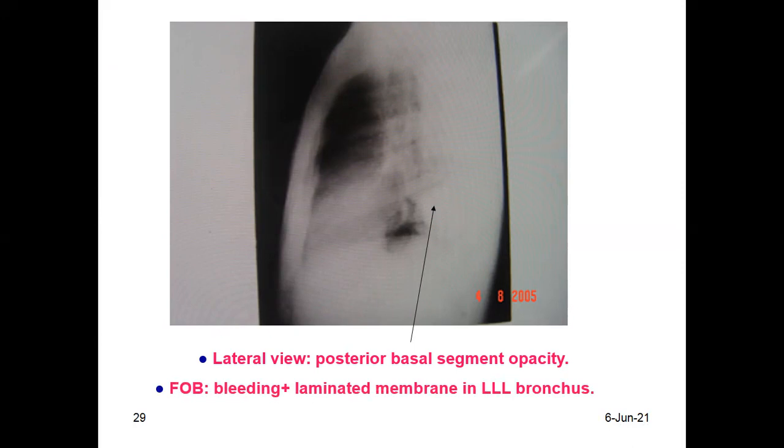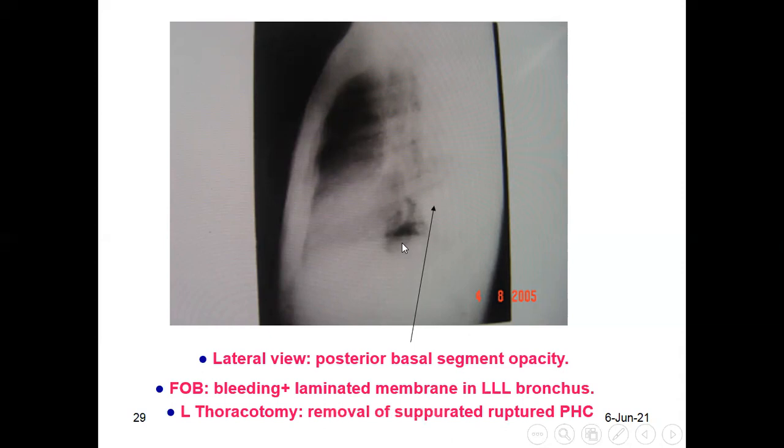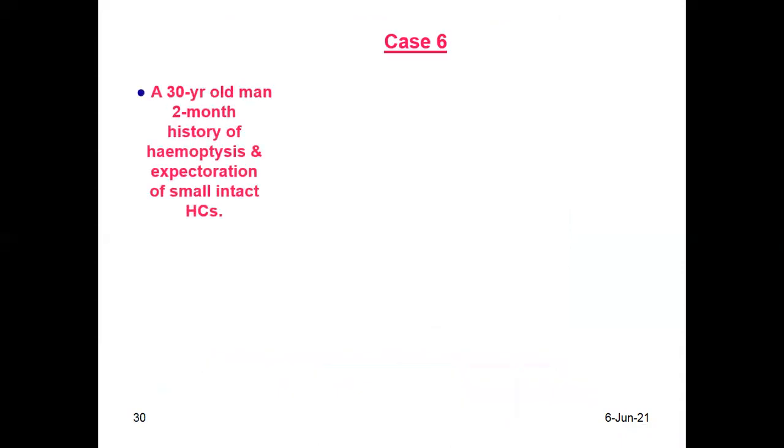Fiberoptic bronchoscopy revealed a bleeding and laminated membrane in the left lower lobe bronchus, and left thoracotomy was performed for removal of suppurated ruptured pulmonary hydatid cyst. The sixth case was a 30-year-old man with a 2-month history of hemoptysis and expectoration of a small intact hydatid cyst.